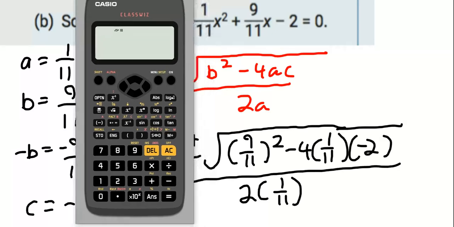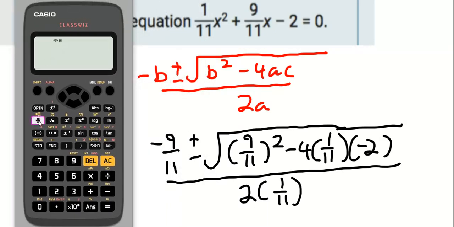Okay, so let's look at this. Press the fraction button to begin. Press the fraction button again. Type this out with me because you need practice. We're going to start off with the plus answer, not the minus. Is that okay? Then I'm going to do square root, open bracket, 9 over 11.